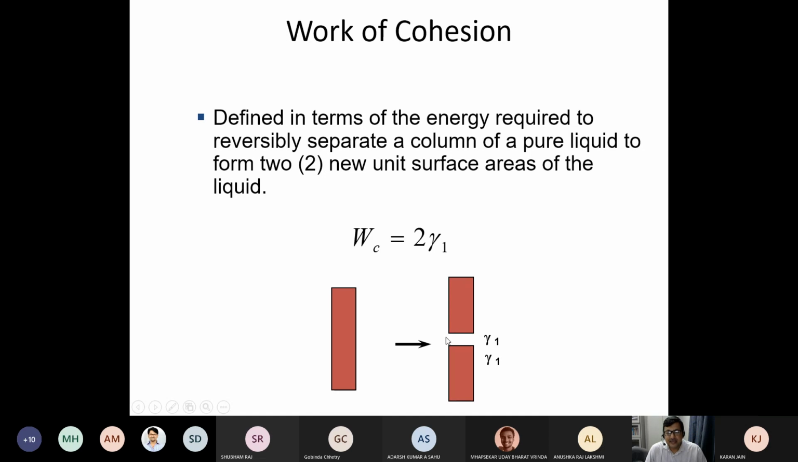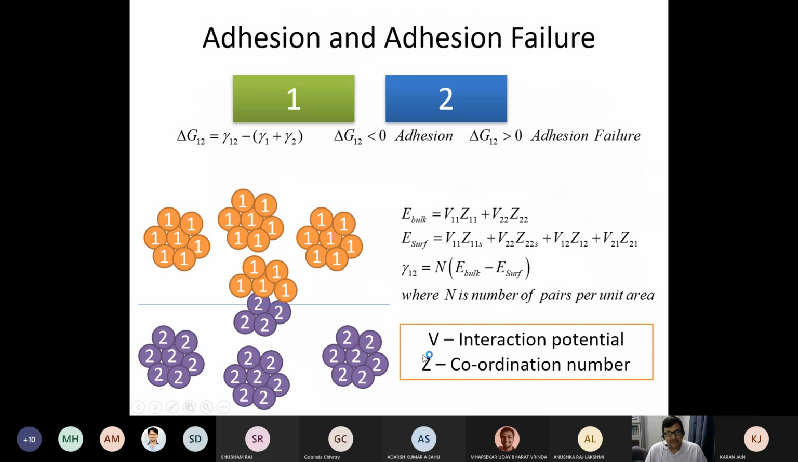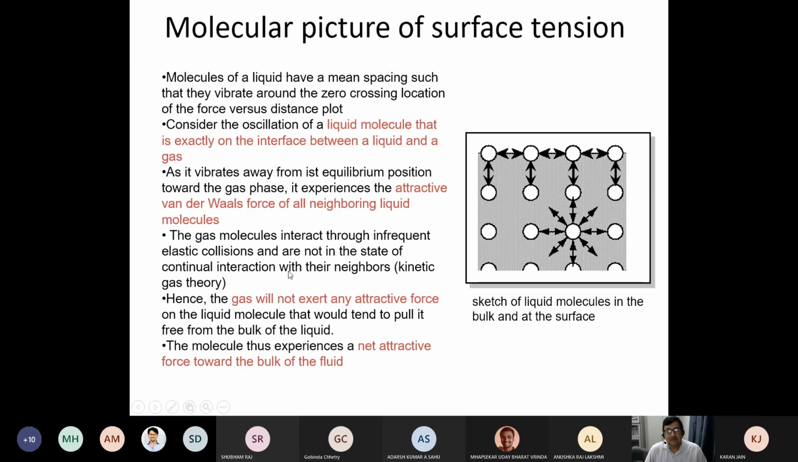So you can say that in these places, I have developed some unsatisfied bond. In this situation, I have unsatisfied bonds here, unsatisfied bonds here. They are combining something like this, right? So what is the main definition of that? In the bulk, you have different, on the surface you have different. So this is the molecular picture of a surface tension.